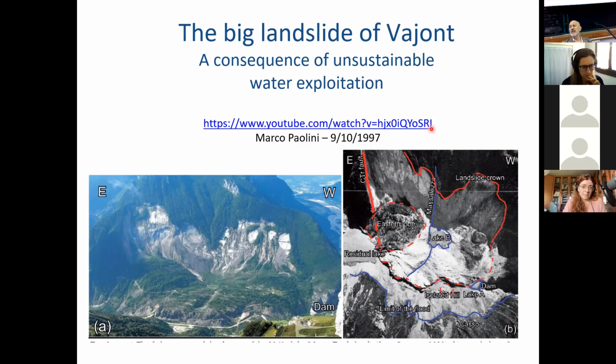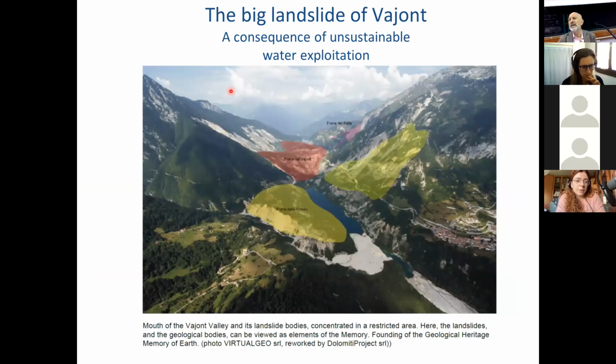I have put here a link to the orazione, the speech of Marco Paolini, that was held in Longarone in 1997. It is an incredible monologue that I recommend very much to all of you to listen to, this presentation of the event of the Vajont landslide. A bit more detail about this event, which I think is very representative of what we consider a not predictable event. This is a view of the Vajont Valley, seen from the east.